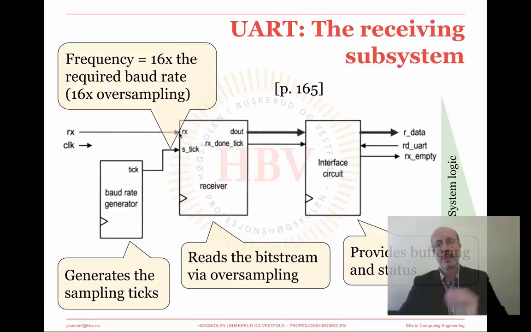The second one is the receiver block itself, which is essentially a deserializer, taking in the bits read at the received data line, one at a time, and packing them together in parallel in a byte that is delivered at the data out bus. And finally, the third block, which is an interface circuit to the system logic.